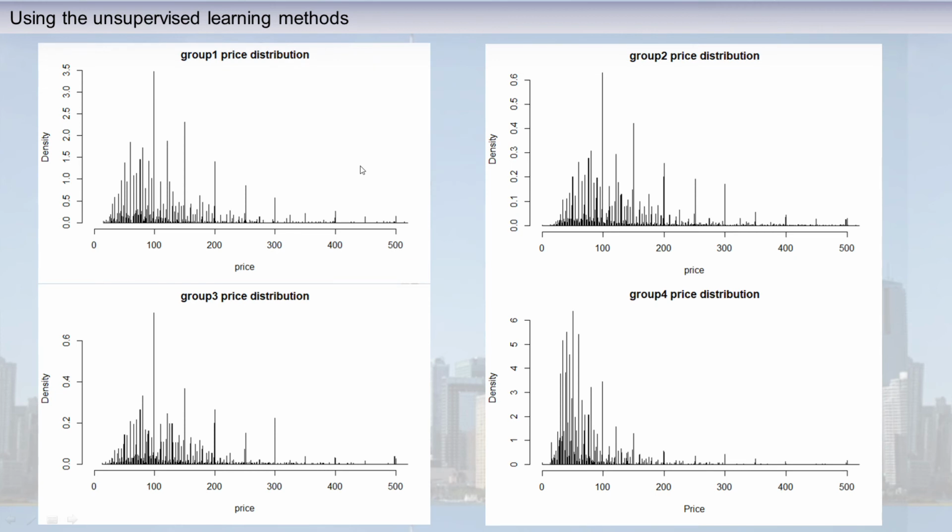Okay, let's look at every group's price distribution. We can find that in group 4, most of the listings have the lower price.